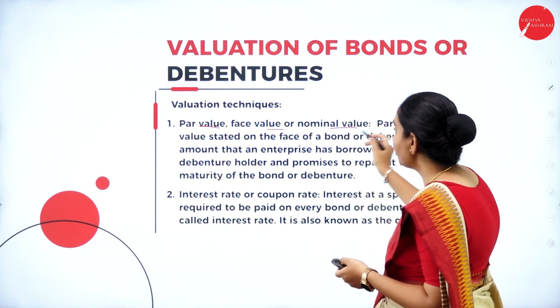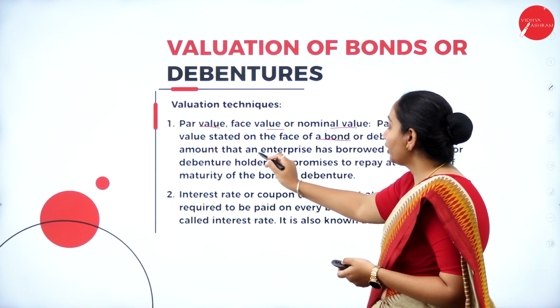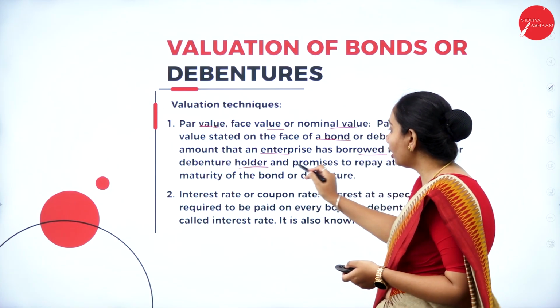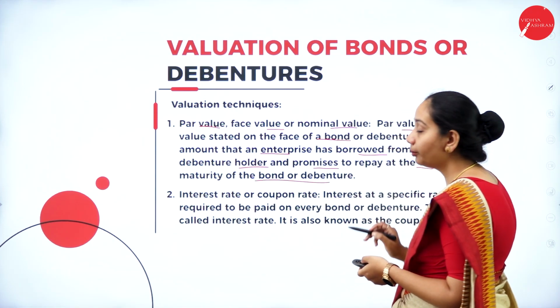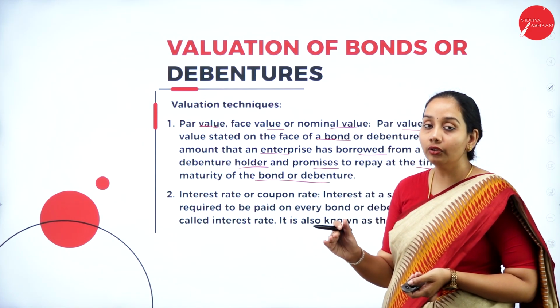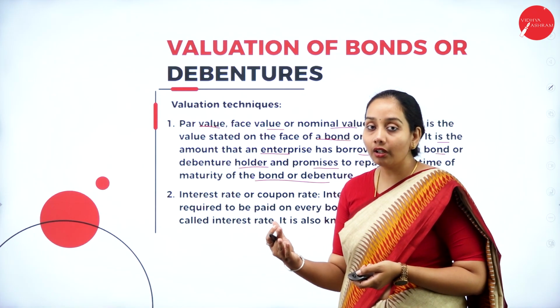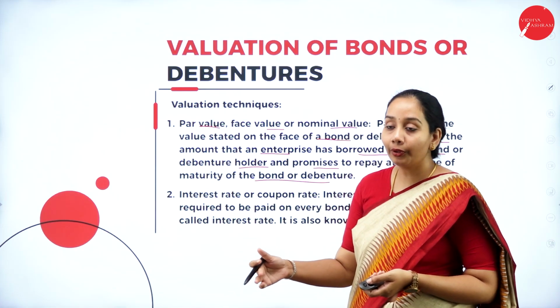Par value is the value stated on the face of a bond or debenture. It is the amount that an enterprise has borrowed from a bond or debenture holder and promises to repay at the time of the maturity of the bond or debenture. The exact face value or the nominal value of the bond will be given back to the debenture or bond holder.